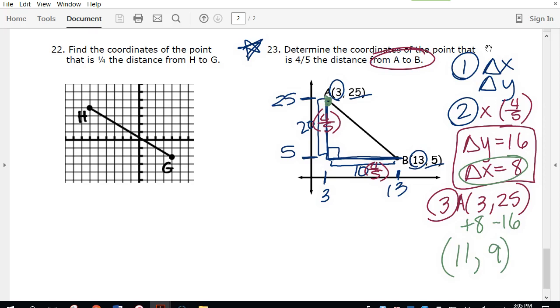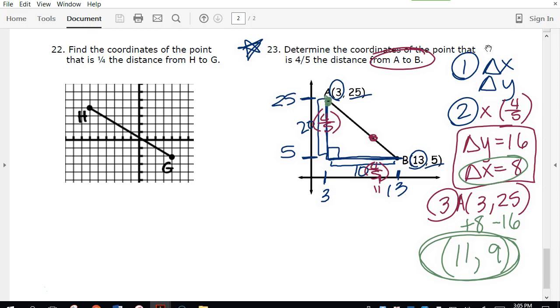Now, here's what you don't do. You don't stop right there. You go and plot that point, and you make sure that that makes sense to the problem. So you go back over to your graph, and you're like, okay, if I go over about 11, and then I go up about 9. Oh, phew. On your picture, it'll have a grid. You'll land on the segment somewhere. And so if I were splitting that into 5, I've traveled 4 out of the 5 parts.